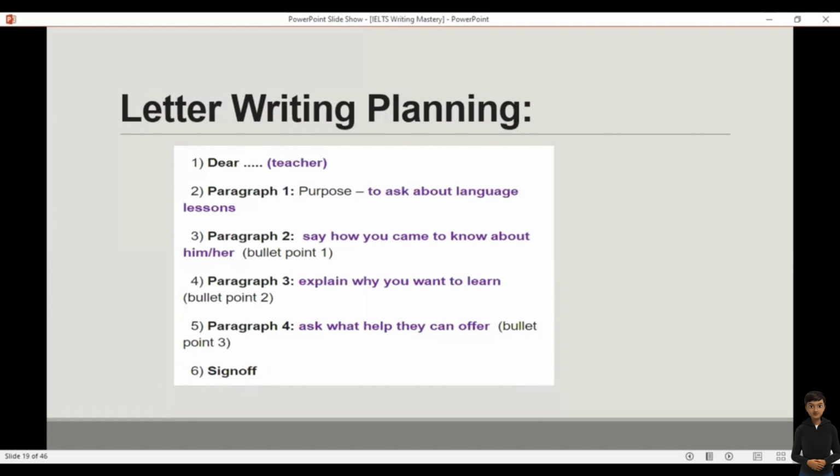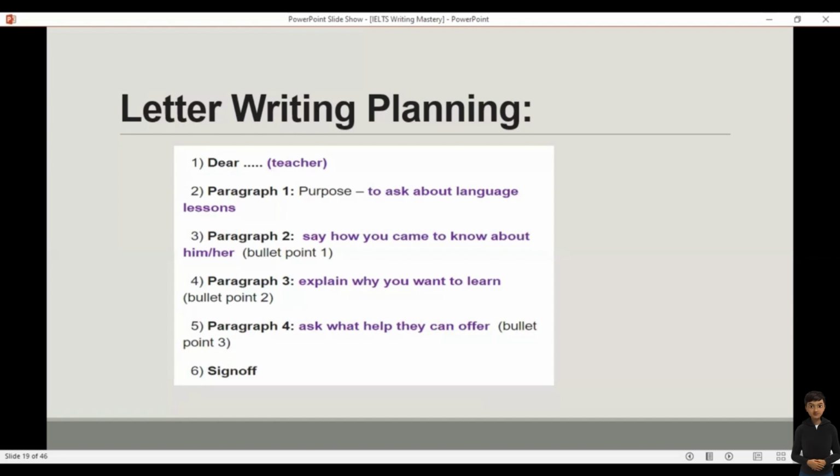Number one, we have Dear Teacher, and paragraph one is the purpose. For the first example that we have seen for the formal letter, our purpose is to ask about language lessons. Paragraph two is to say how you came to know about him or her. This is bullet point one, so you can take notes for this. Paragraph three is explain why you want to learn. This is bullet point two. Paragraph four is bullet point three, where you have to ask what help they can offer, right? And finally, we have the sign off.